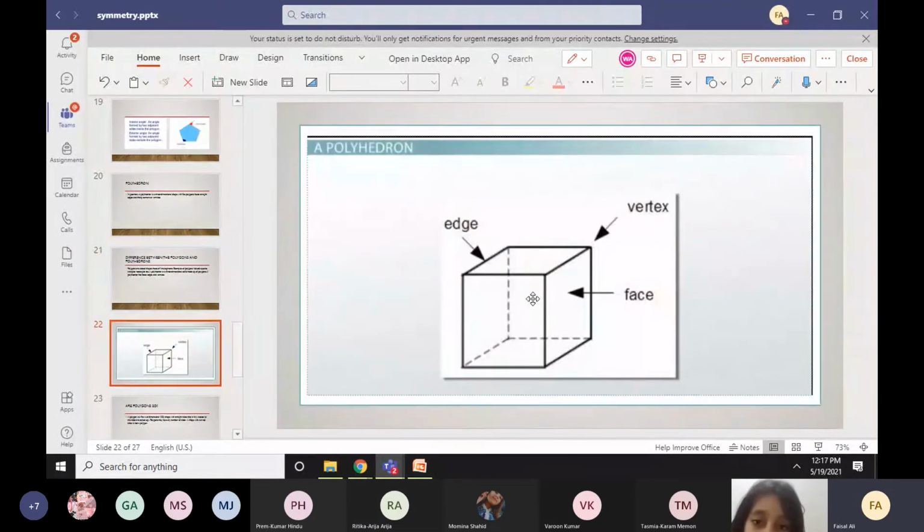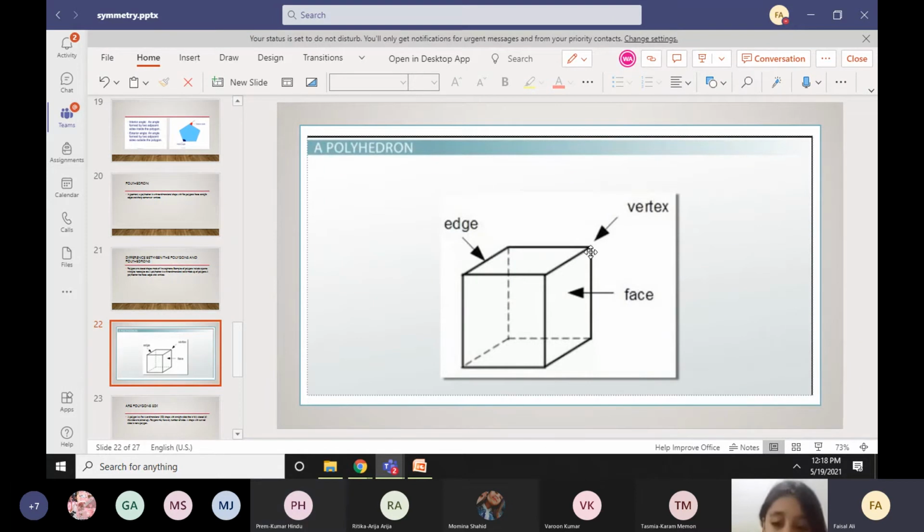Let us see here. This is a polyhedron shape, and here two lines are meeting at a point. This is known as a vertex. As we have already learned, the sides are also called edges. And the space between the sides is called a face. So how many faces does this polyhedron have? One face, two, three, four, five, six faces.